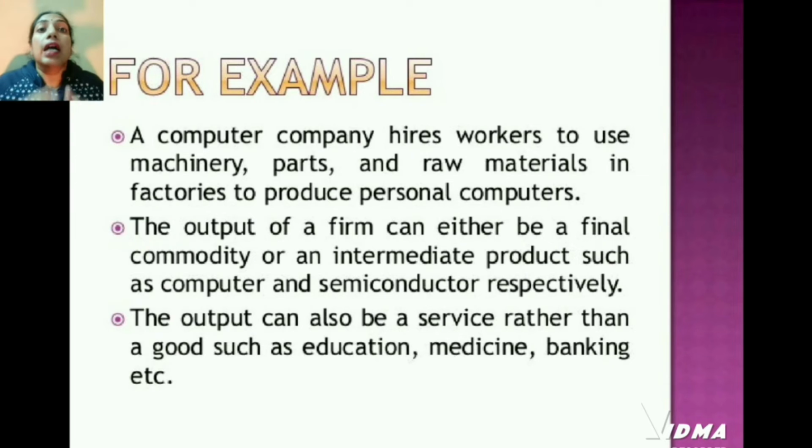For example, a computer company hires workers to use the machineries, the parts, the raw material in a factory to produce a personal computer. An output of a firm can either be a final commodity or an intermediate product, such as computer or a semiconductor respectively. The output can also be a service rather than a good, like education, medicine, banking, etc. These are the services. They can also be considered as an output.